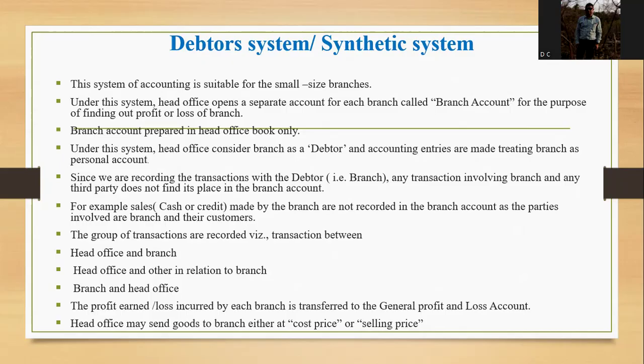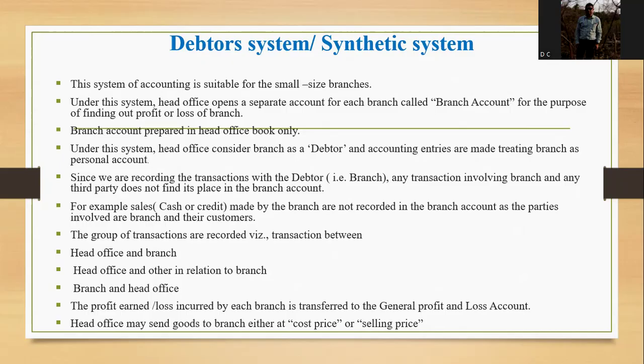Only the transactions between the head office and the branch, and the branch and head office, have to be remembered. Only transactions with the head office will come under the debtor system. No third party transactions will come. The profit earned or loss incurred by each branch is transferred to the general profit and loss account. Every branch has to prepare its accounts, and head office will prepare its accounts, because these are retail dependent branches. We are discussing the accounting systems of dependent branches, the first being the debtor system. Any profit or loss earned by each branch is transferred to the general profit and loss account.